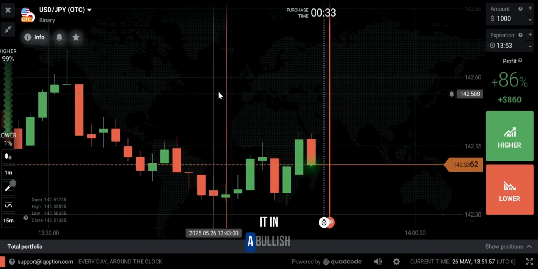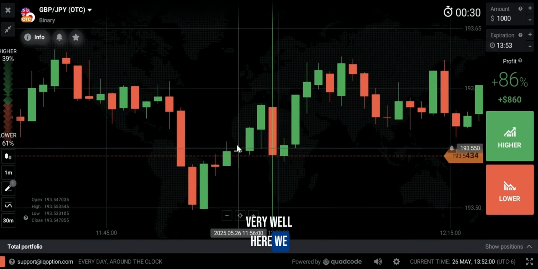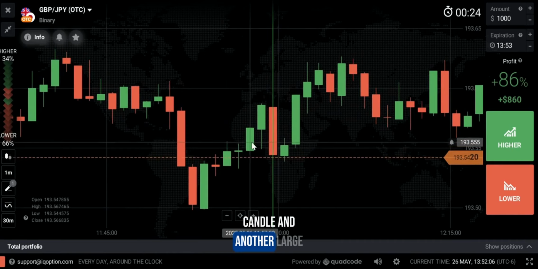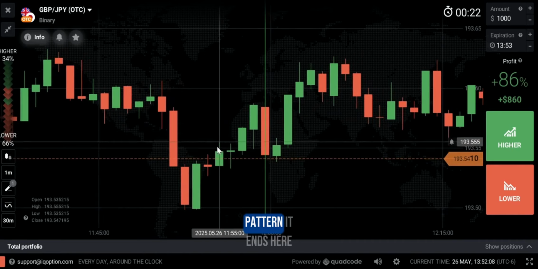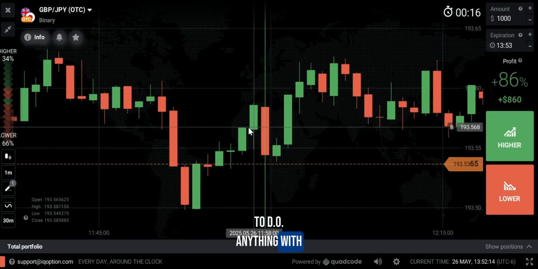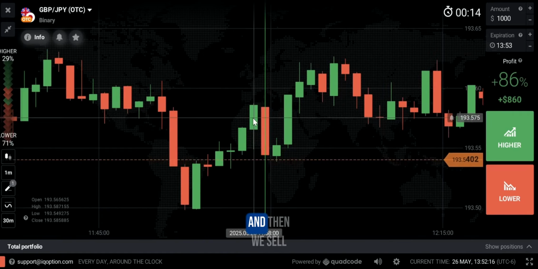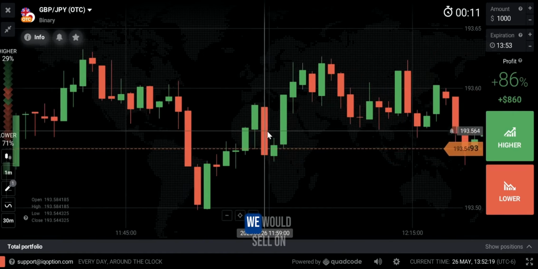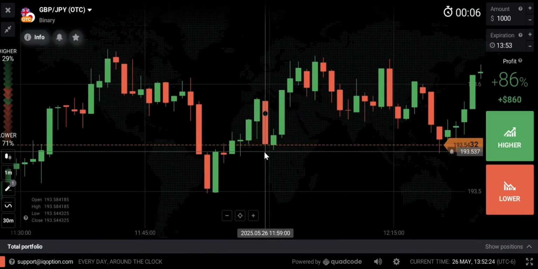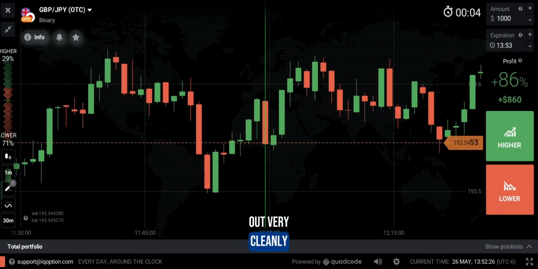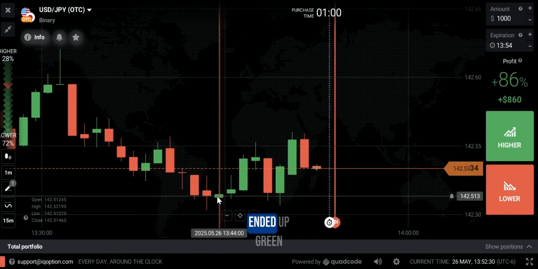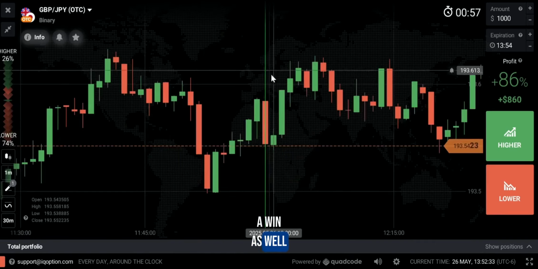So let's look at it in a bullish context. Very well, here we have it very clearly. We have a large bullish candle, a small candle, and another large candle. We have the complete pattern, it ends here. This candle comes out here, which we don't have to do anything with. We just have to watch how it forms and ends, and then we sell here, okay? As you can see, we made a profit with a lot of volume. It was a very good win. It played out very cleanly. In this one here, it struggled a little more, but it still ended up green. It would have been a win as well.